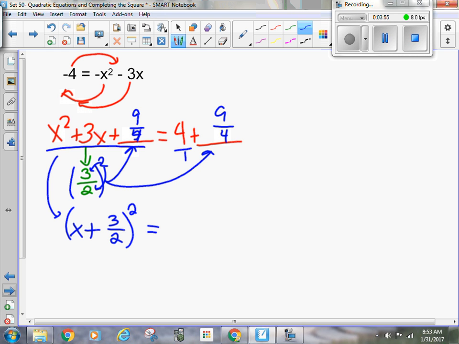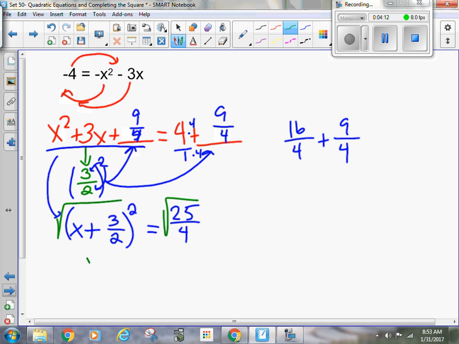Really, it's 4 over 1, so I'm going to multiply the top and the bottom both by 4. So I get 16 over 4 plus 9 over 4. This gives me 25 over 4. Okay, so now I want to get rid of my squared, so I'm going to square root both sides. And I get x plus 3 over 2. Now here, this turns into the square root in the numerator and the square root of the denominator. So we end up with 5 over 2.